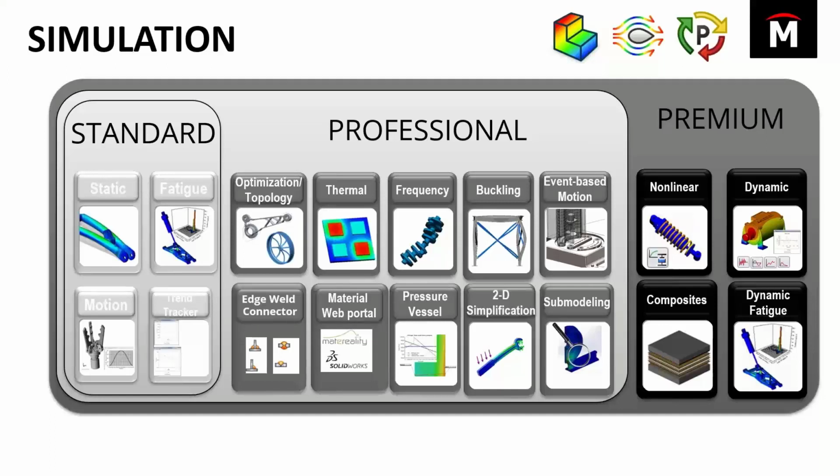With Professional, you get a lot more additional types of studies, things like optimization, thermal, frequency, buckling, and some really powerful welded connectors. And once you go up into Premium, that's where you're talking about hitting things with bats, taking things beyond yield, permanent deformation, complex carbon fiber composites, you name it.